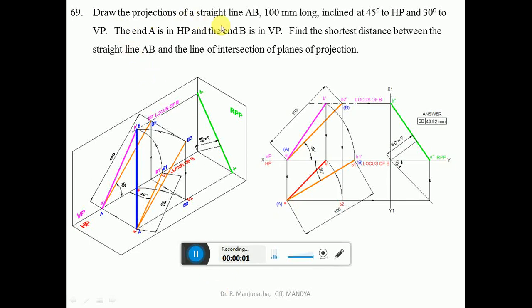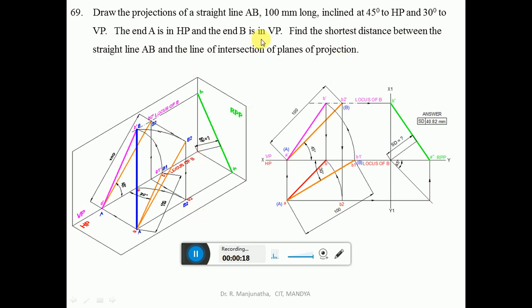Draw the projections of a straight line AB, 100 mm long, inclined at 45 degrees to HP and 30 degrees to VP. The end A is in HP and the end B is in VP. Find the shortest distance between the straight line AB and the line of intersection of the planes of projection.